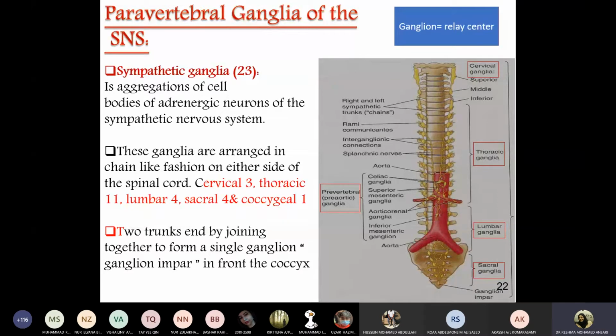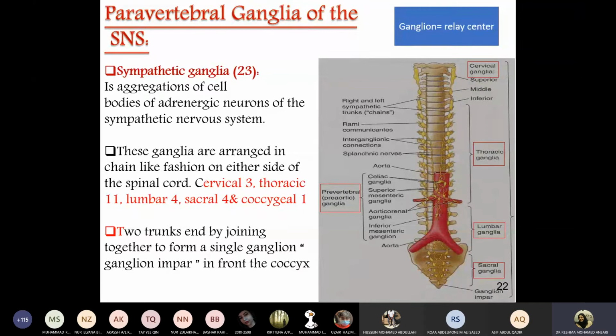Yes. Okay. What do you mean by the word paravertebral? What does the word para mean? What does the word pre mean? What does the word post mean? Pre means before, post means after. So para means side.